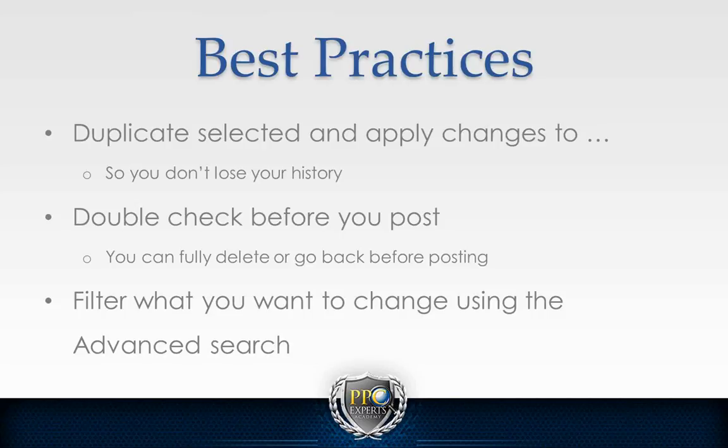And then you want to filter on what you want to change using the advanced search. So generally you can either select things or you could just select all. But usually what's best to do is an advanced search filter and say, show me all the ads that have this word, or show me all the keywords that have this word, or show me all the ads that have this description line 1, and then it's going to filter it so you only see those things.